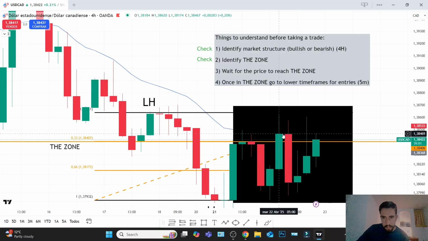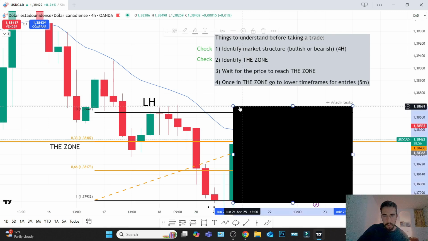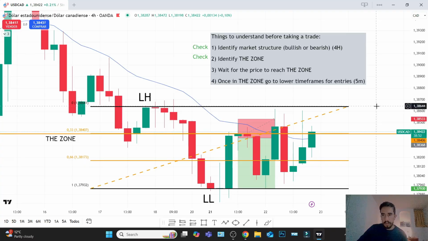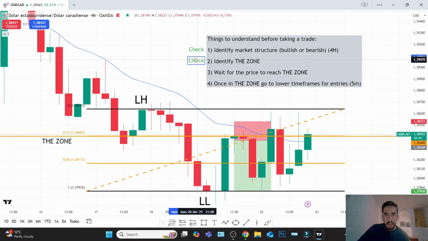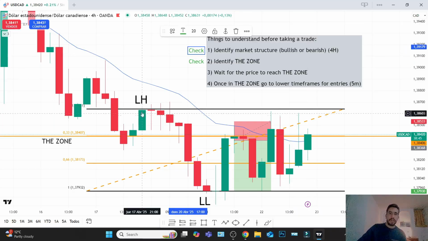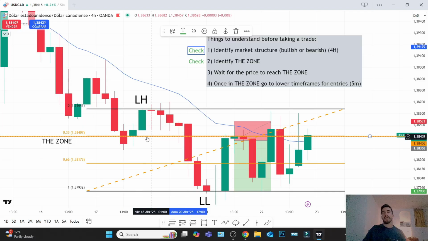At the moment, I'm gonna delay this because I just want to prove the point that we don't have those charts yet. Okay, we identify the market structure is bearish. We identify the zone, which is this area here. Of course, this hasn't been created yet. We only have the last point. I'm gonna show you a trick to identify the zone.